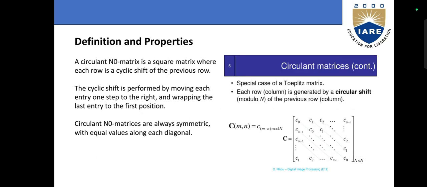Definition and properties. A circulant matrix is a square matrix where each row is a cyclic shift of the previous row. The cyclic shift is performed by moving each entry one step to the right and wrapping the last entry to the first position. Circulant matrices are always symmetric with equal values along each diagonal. Circulant is a special case of Toeplitz matrix. Each row or column is generated by a circular shift modulo n of the previous row or column.